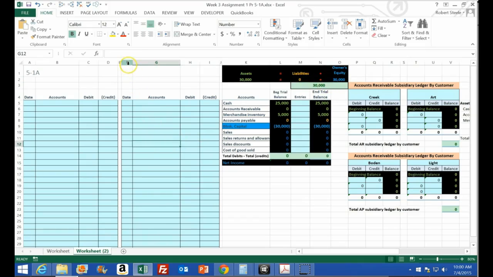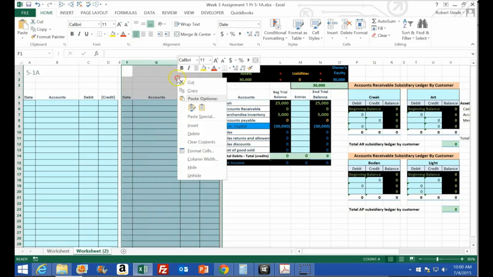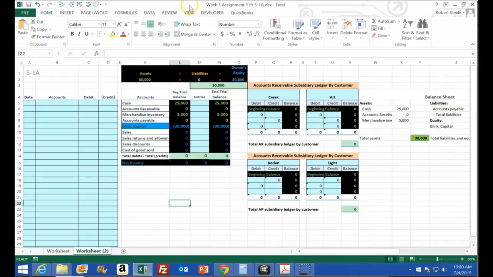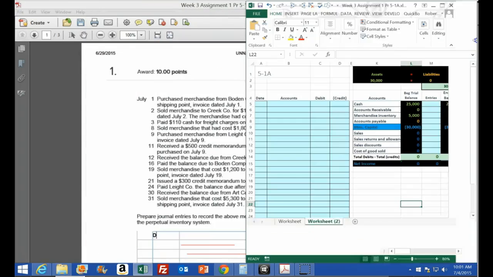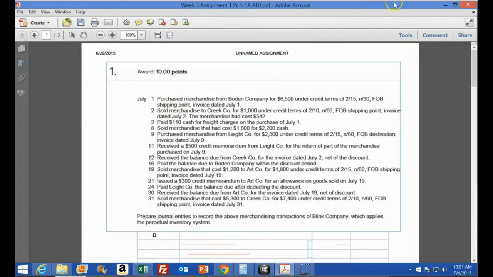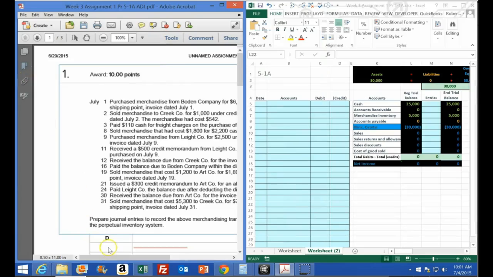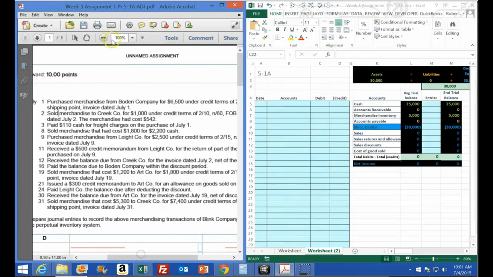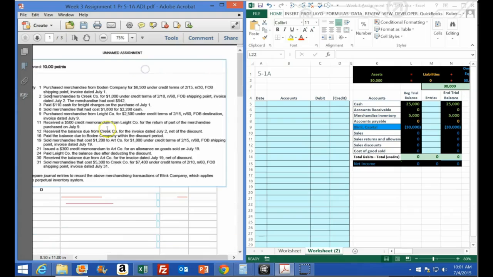I'm going to hide some of these cells over here so that we're only working with one set of journal entries. So I'm going to put my cursor on column F and drag over to column J, let go, right click on the selected area and hide that area. Then I'm going to left click on the top and snap that to this side, and do that with my worksheet over here, snap that over here, and then move to the first problem.